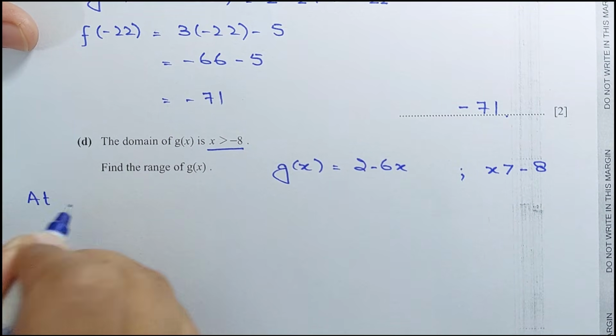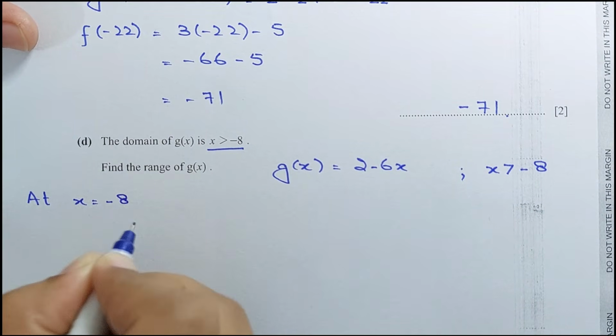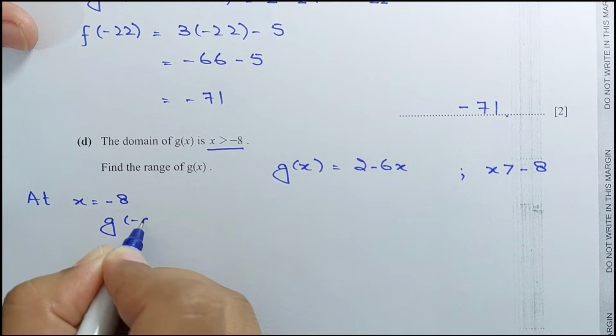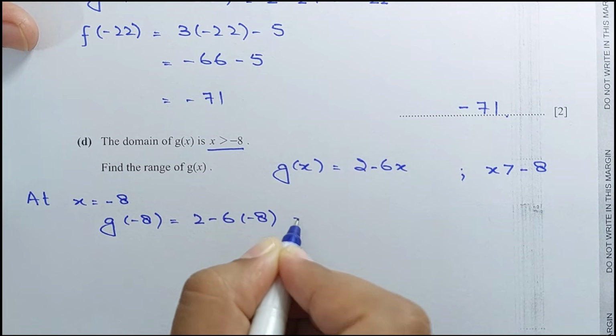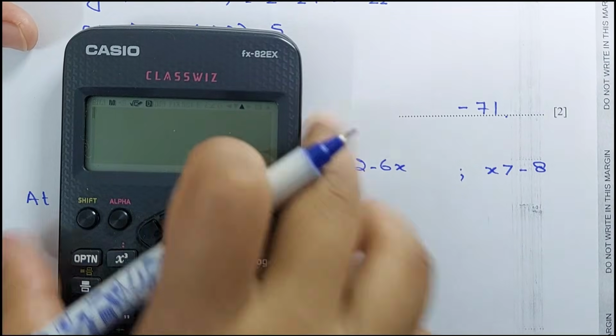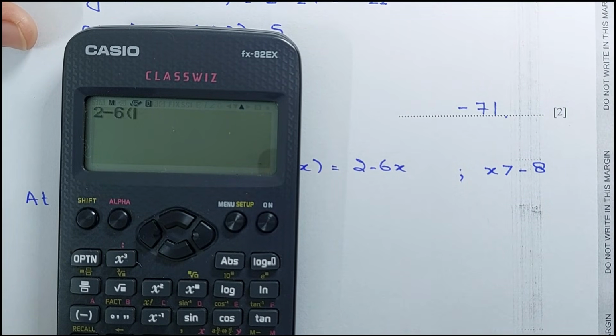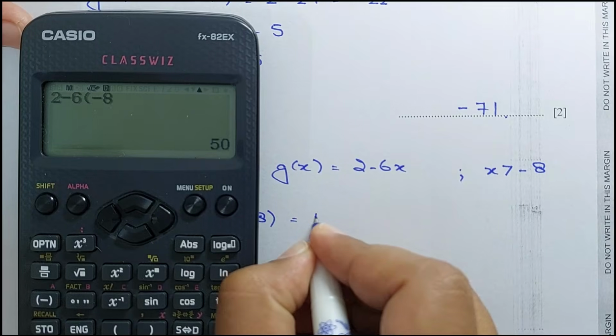So we can say at x is equal to minus 8, what is the solution? G of minus 8, it becomes 2 minus 6 into minus 8. Let me simplify that. 2 minus 6 into minus 8. That is 50.